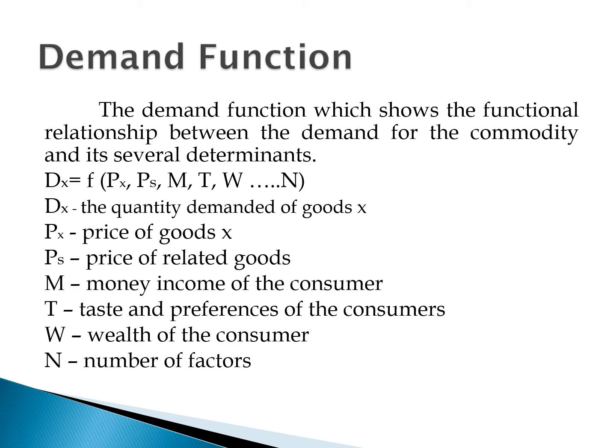Demand function. The demand function shows the functional relationship between the demand for the commodity and its several determinants. Dx equals function of Ps, Px, M, T, W and N. Dx stands for the quantity demanded of good X. Px, price of good X. Ps, price of related goods. M, money income of the consumer. T, taste and preference of the consumers. W, wealth of the consumer. N, number of factors.